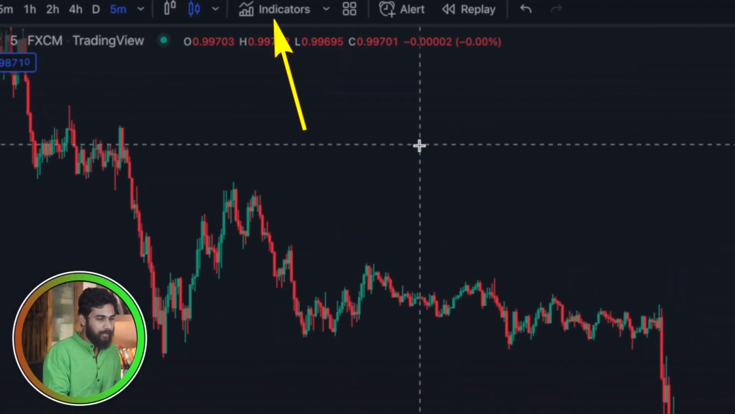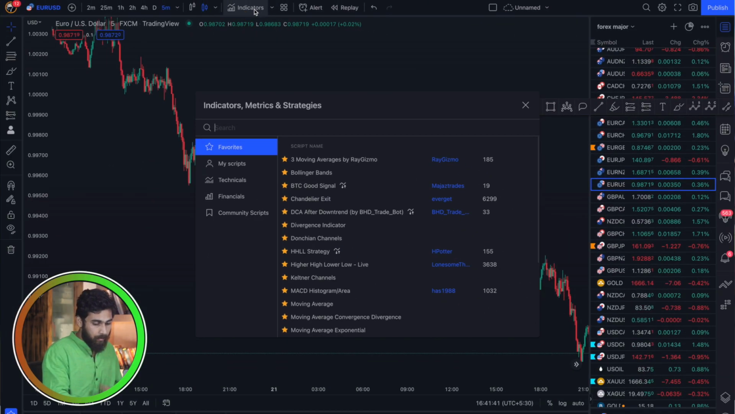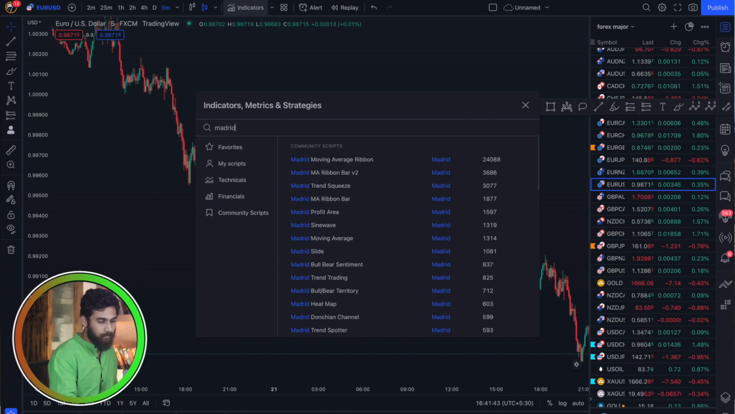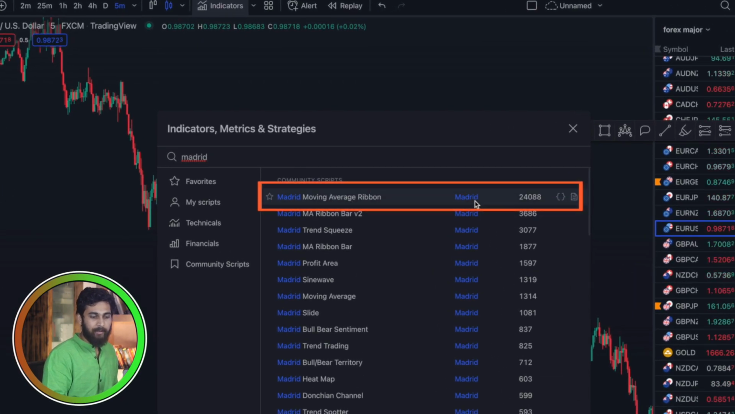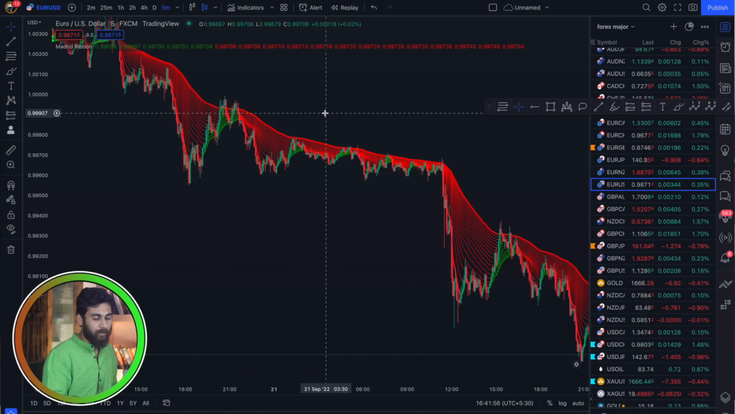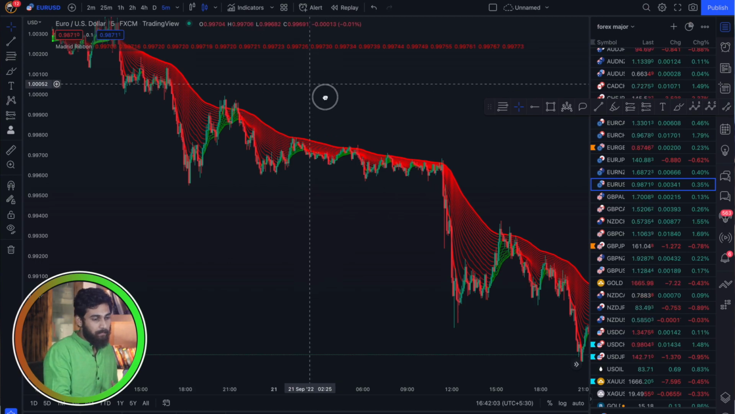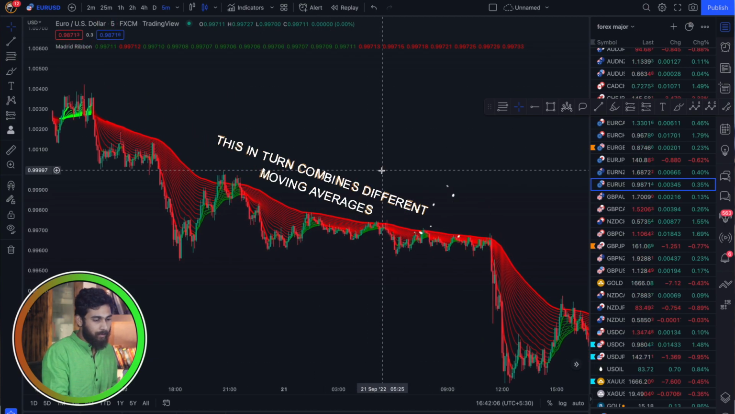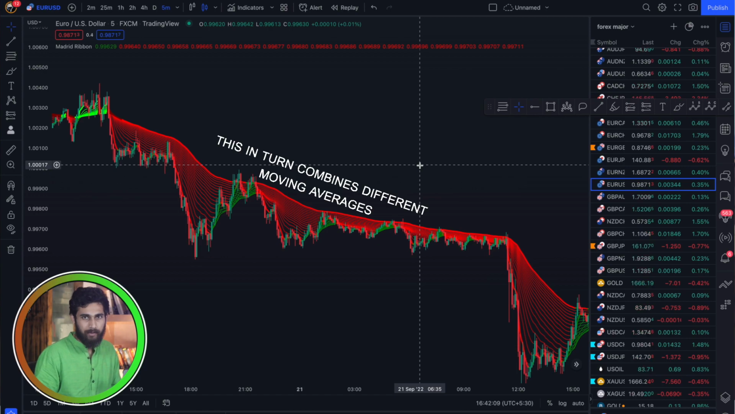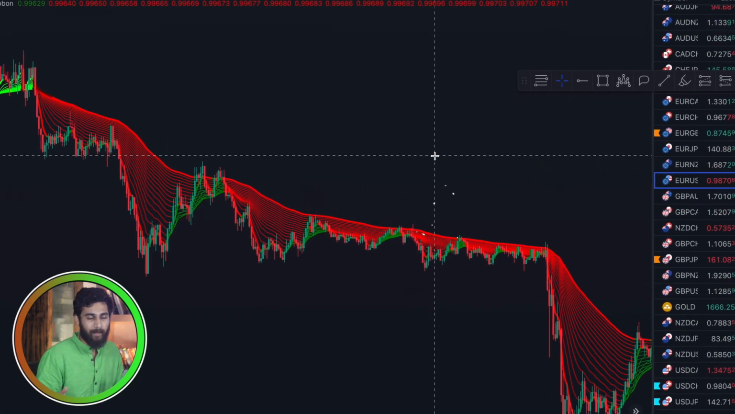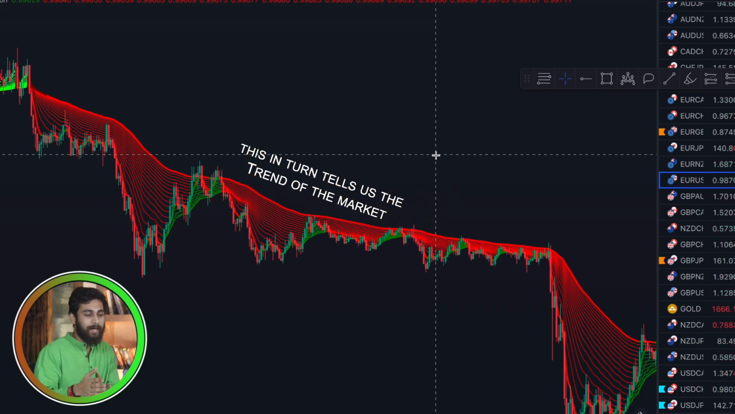So the first indicator that we are going to need is the Madrid moving average ribbon. To add it, just search for Madrid moving average ribbon and select this one by Madrid. Okay, so now we have added this indicator to our chart, and let us first understand what this indicator does. This indicator combines different moving averages and places them on the chart such that it looks like a ribbon, and this in turn tells us the trend of the market.